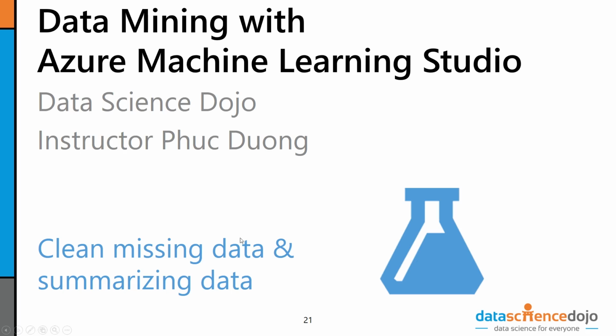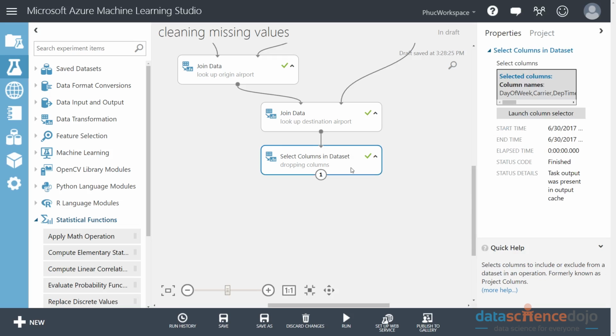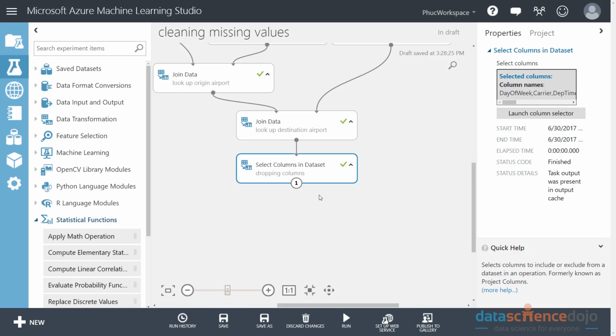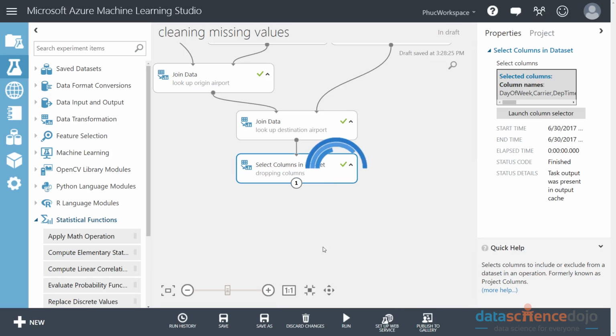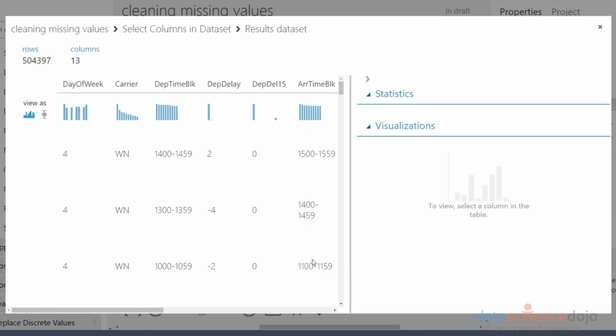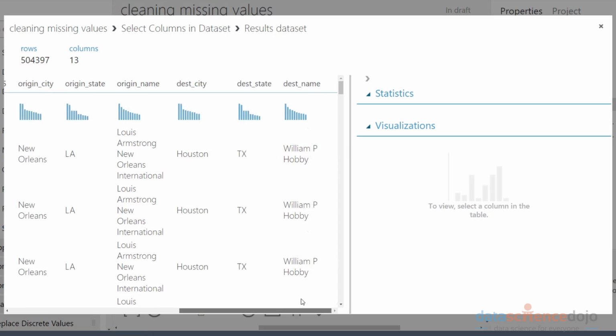Okay, so let's go to Azure ML. Last time, we used the Select Columns in Dataset module to select the columns that we wanted to use for machine learning. Which columns do we want to learn from, and which do we want to leave behind? Not that they're not useful, but we want them to be useful in their current form. We'll talk about how to do that transformation on some of the columns later.